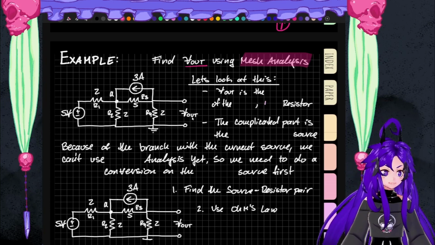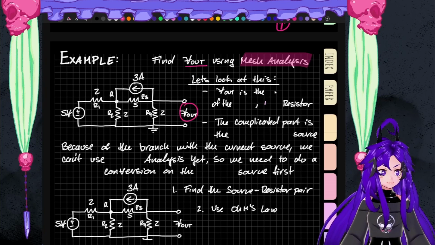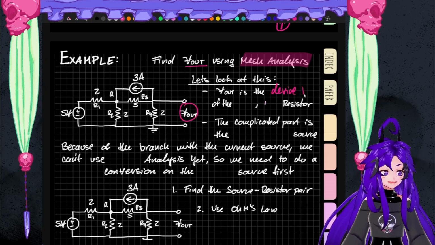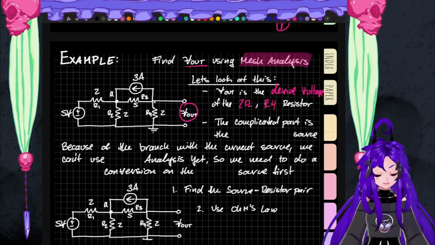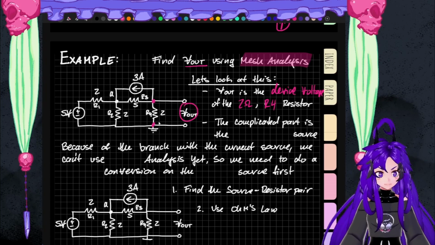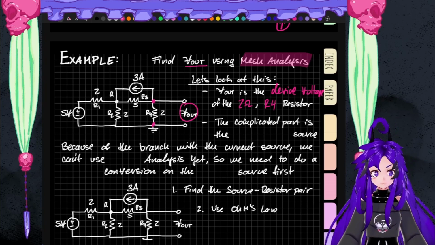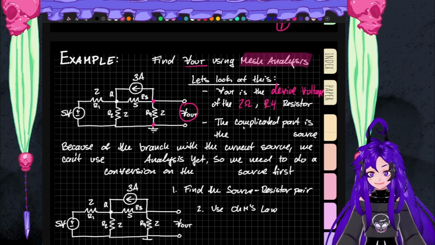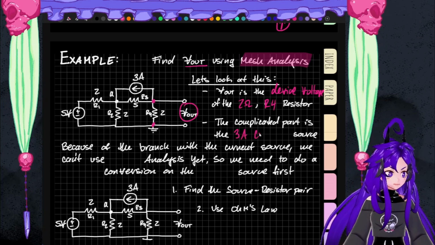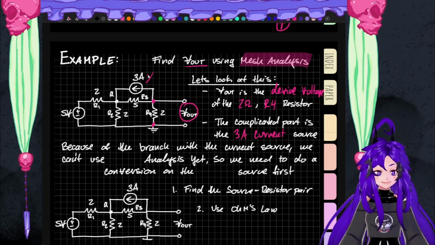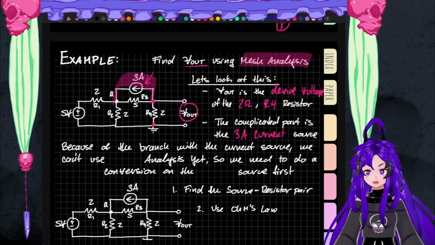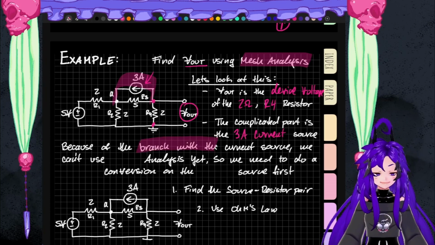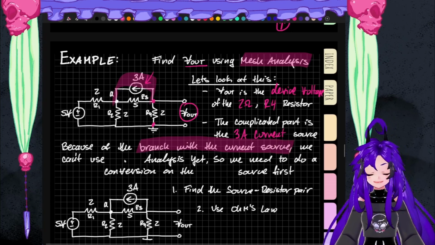So we need V out. V out is here. V out is the device voltage of the 2 ohm R4 resistor, right? It's the voltage across this resistor. The next thing is, there's a complicated part, and it's the 3 amp current source. Right? It's this guy. It's here. And that's because the branch with the current source, we can't use mesh analysis.